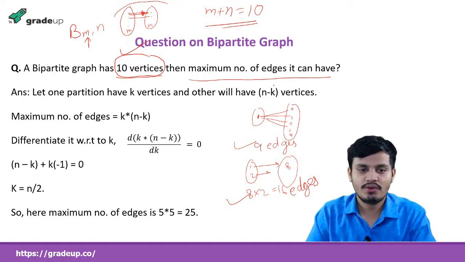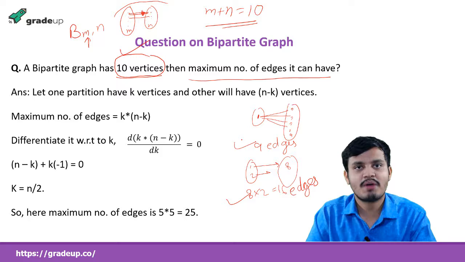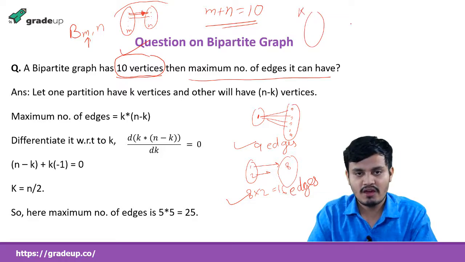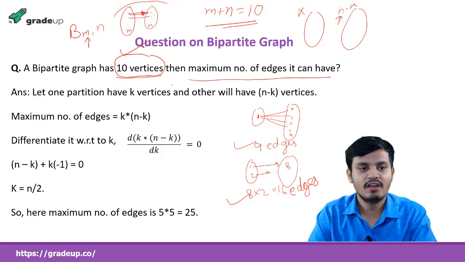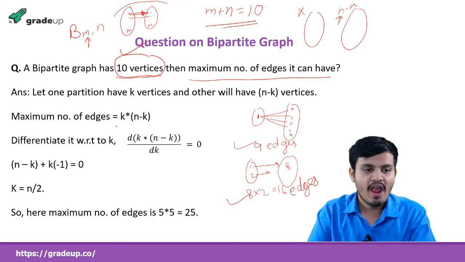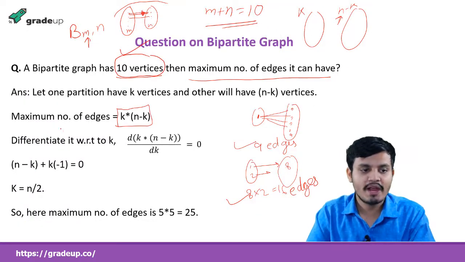So how can we do this? In our 12th we have a topic, finding the maxima and minima. So it is that problem. Suppose this set has k vertices, and this will have n minus k vertices. I am taking n generally; we will replace it by 10 later. We need to find the maximum number of edges. I told you that it is m into n, so it will be k into n minus k. So that will be the number of edges.